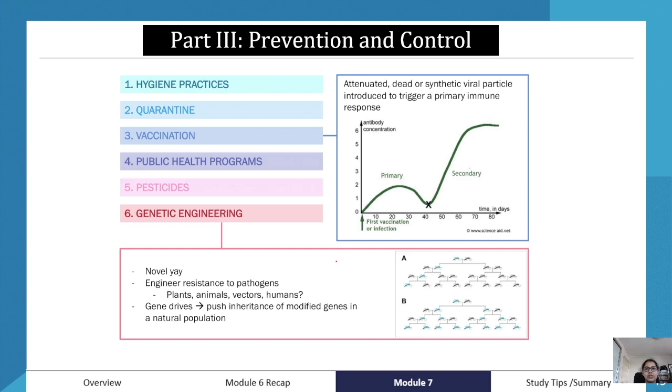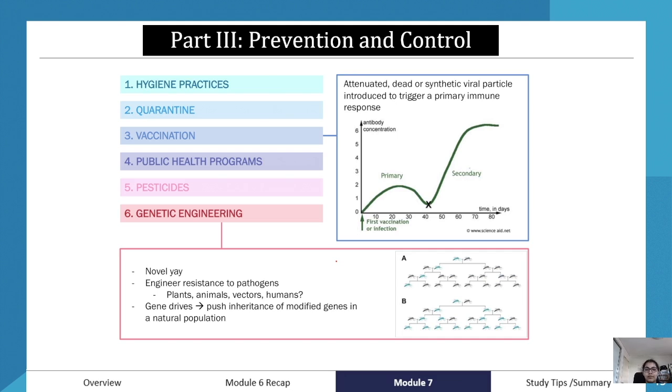There had been some research into it recently. I can't remember when that was, but there was research into it. And there's research generally into stopping mosquitoes from carrying the Plasmodium virus. There has been scientific research into that too. So engineering mosquitoes, and gene drive, so push inheritance of a modified gene in a natural population.